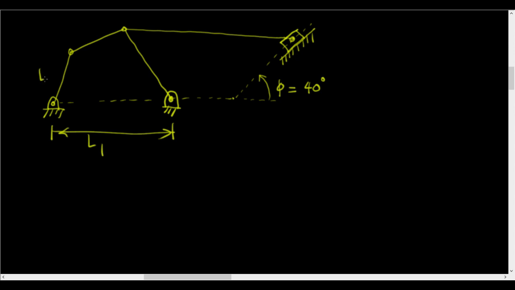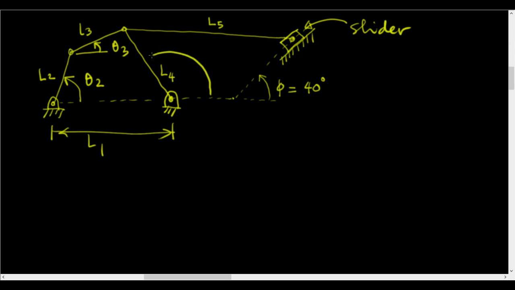this is L2, that is L3, this is L4, this is L5, and it drives this slider. This angle is theta 2, this angle is theta 3, this angle is theta 4, and the way I have drawn it, this is slightly downward, so I will draw it like this, but I will write minus theta 5 because theta 5 is also measured counterclockwise.